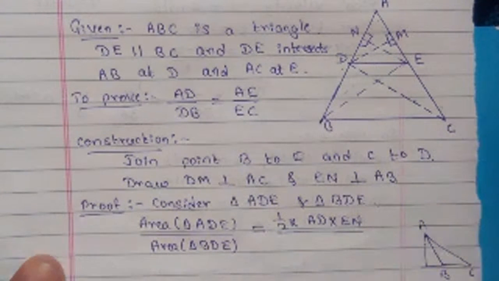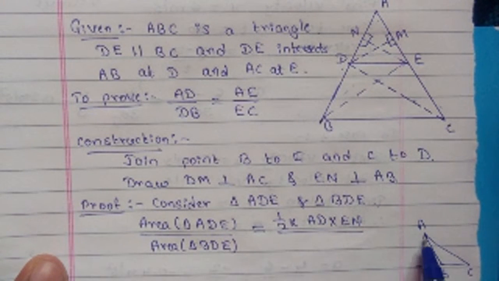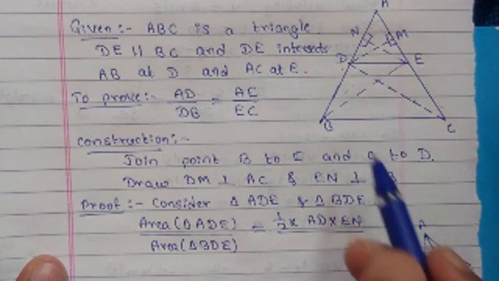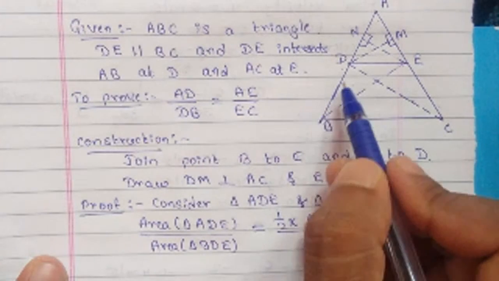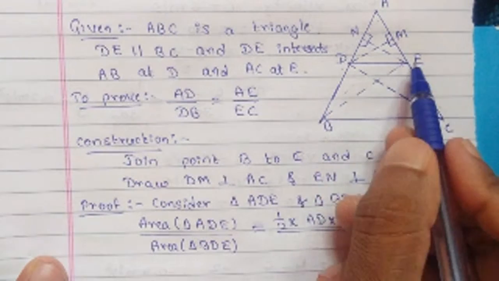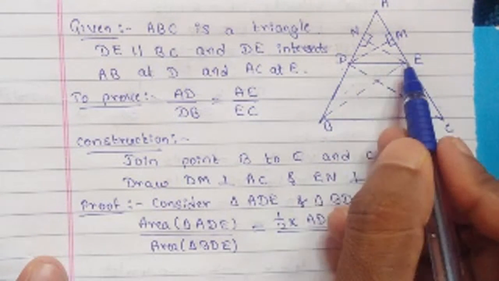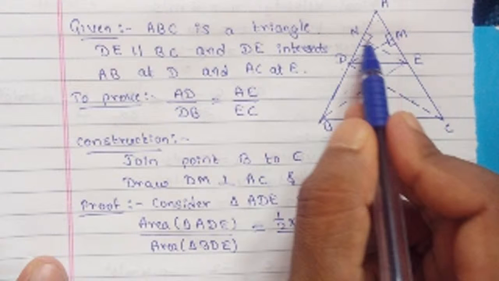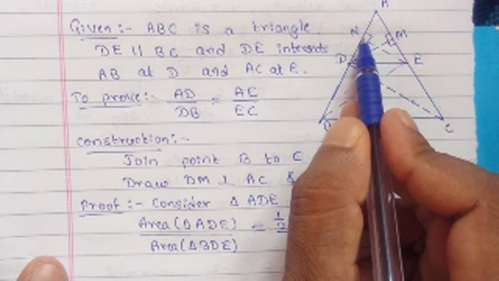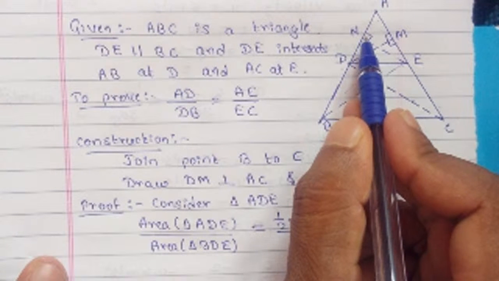Okay, so that is half into base into height. If I consider this as AM, then this is the height of the triangle. Similarly here, half into base is BD, and height. From this point, this is one obtuse angle triangle. From this point, I consider one right triangle, one perpendicular line, that is EN. So that one we have to consider.